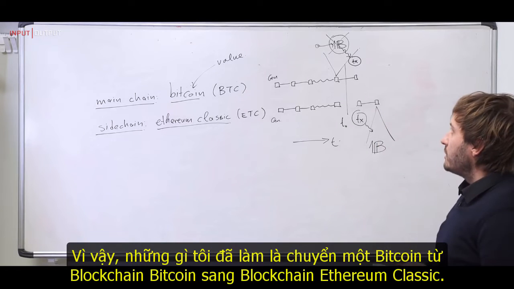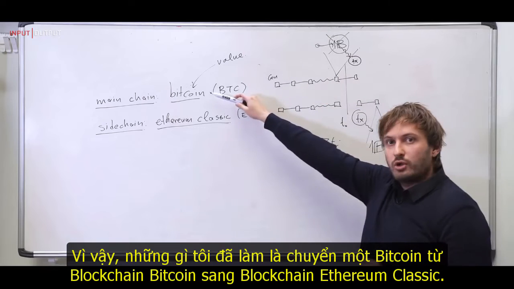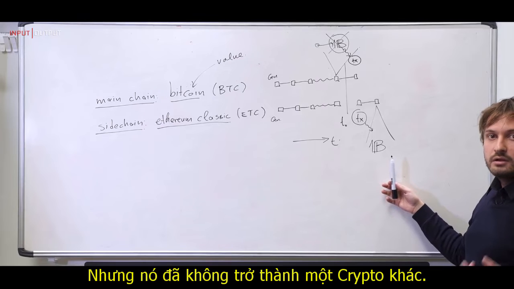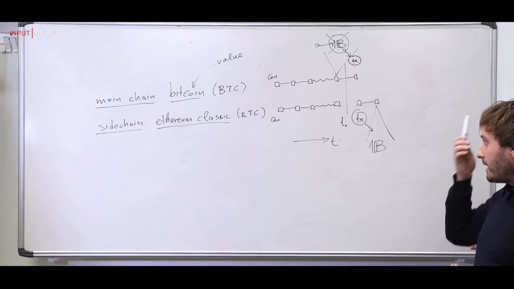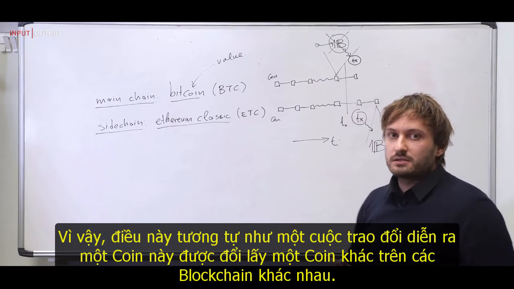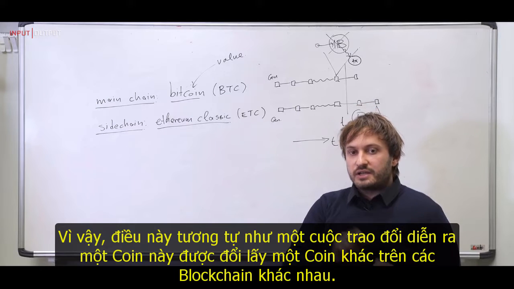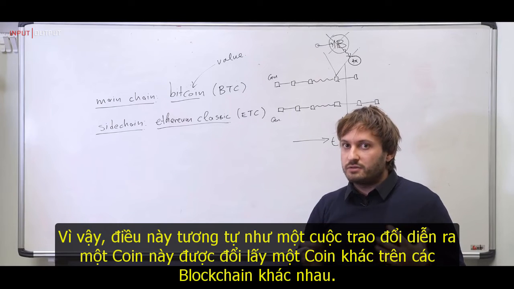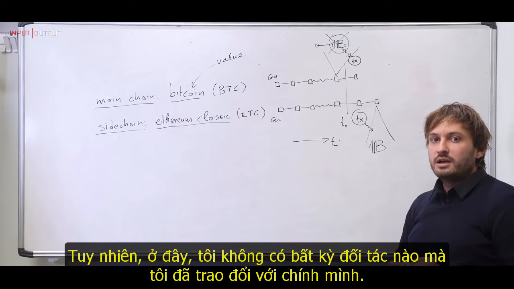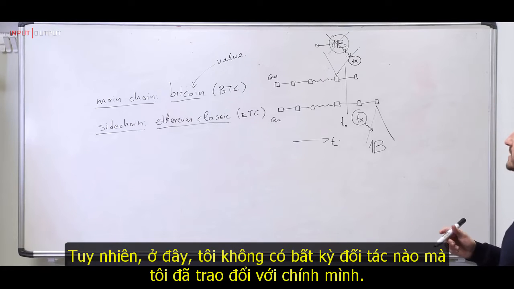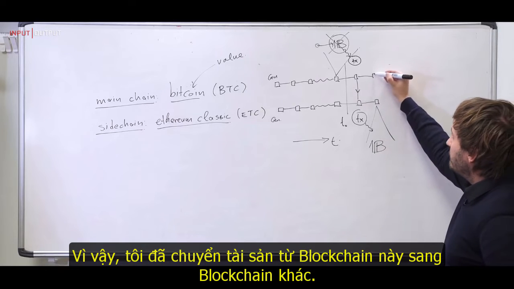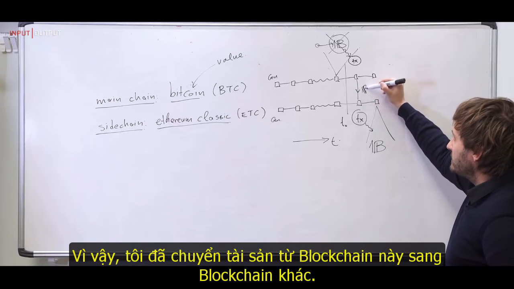So what I've done is I've moved a Bitcoin from the Bitcoin blockchain into the Ethereum Classic blockchain, but it has not become an Ether. It's not a different coin. So this is similar to an exchange taking place, a coin that is exchanged for another coin that lives on different blockchains. However, here I don't have any counterparties. I don't have anyone that I have exchanged with. I just did this on my own. So I've moved value, I've moved an asset from one blockchain to another like this.